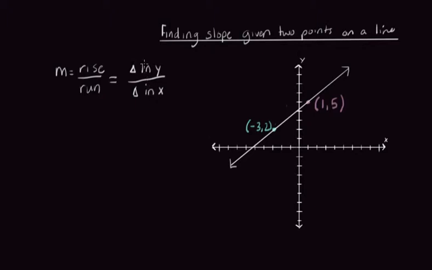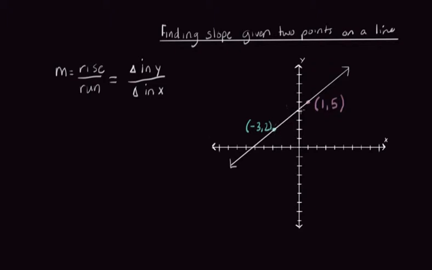This is a little delta symbol and it just means change. So change in y over change in x, right? That's what the rise is. The rise is how much does it go up, or how much does the y change, and how much does the x change. So I want to actually take a look at our graph here, and I want to look at what is the rise and what is the run in this situation.